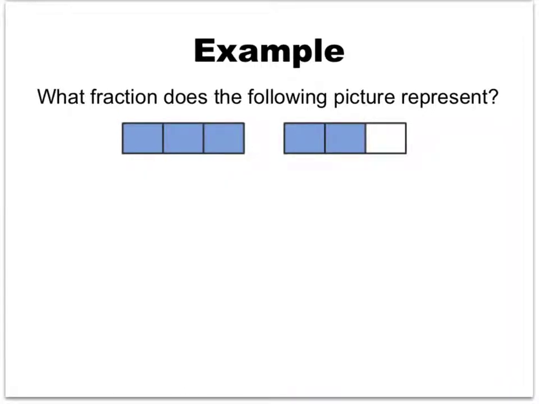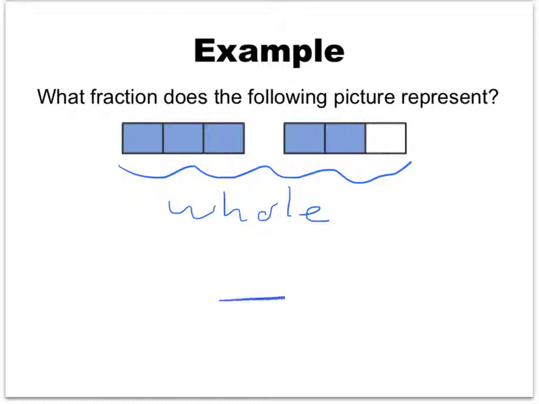Well, let's look at another way that we could interpret this picture. Instead of interpreting one strip as the whole, let's take this whole picture to be the whole. Or I should say, let's take both large rectangles to represent the whole. So if that's the whole, we see that that whole has been broken up into 1, 2, 3, 4, 5, 6 pieces. And so in our fraction, the denominator would be 6.